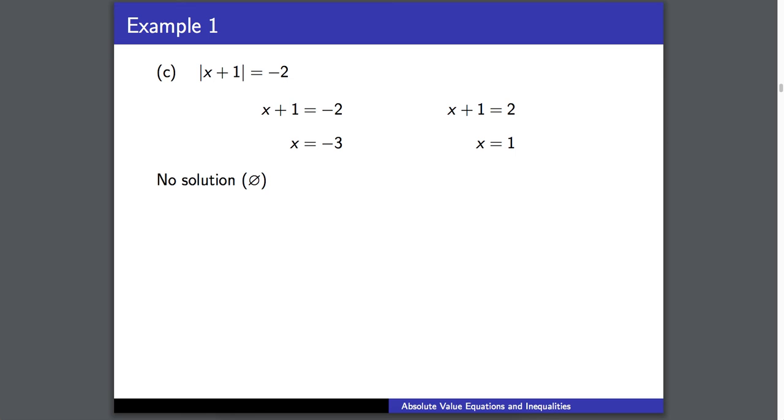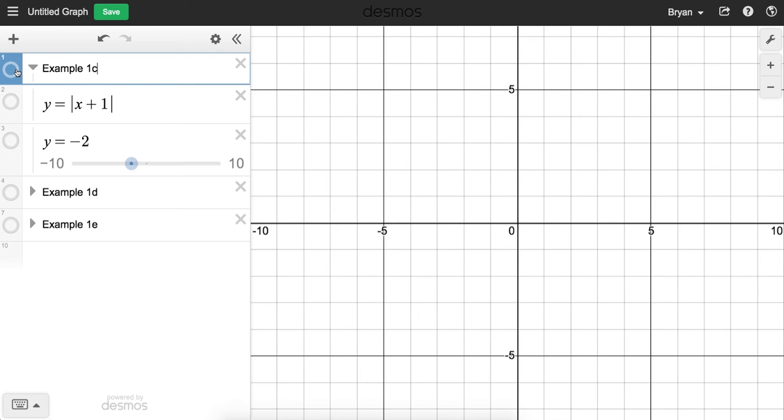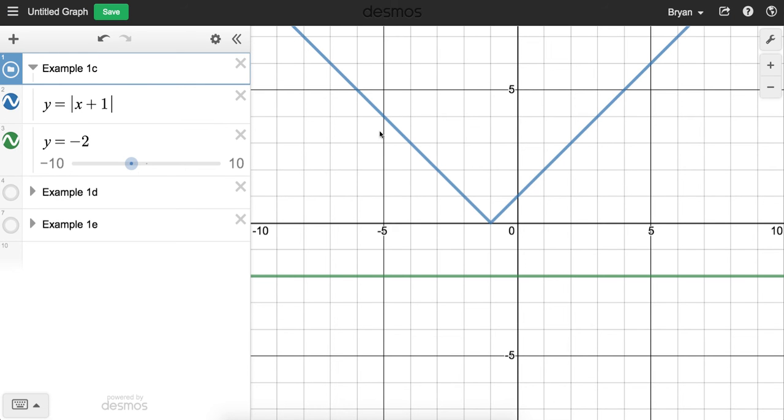We're just saying the absolute value of something is a negative result, and since it represents distance, it can't be negative. From a visual perspective, if we look at the graphs, here's our graph of the absolute value of x plus 1. Here's our graph of y equals negative 2. These graphs are never going to intersect. And as we talked about with equations and inequalities, if the graphs don't intersect for an equation, there's no solution. So no intersection point, no solution for the problem.